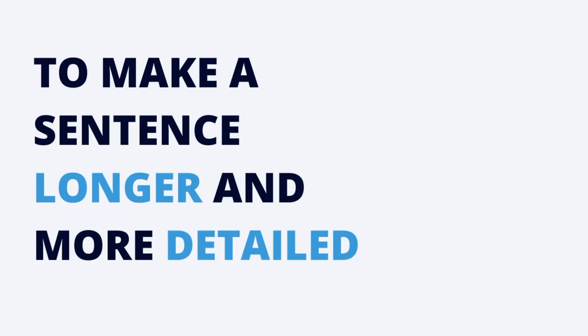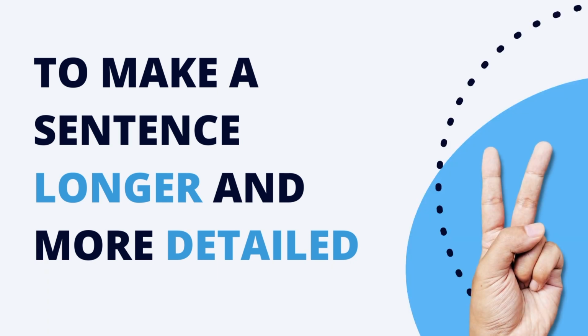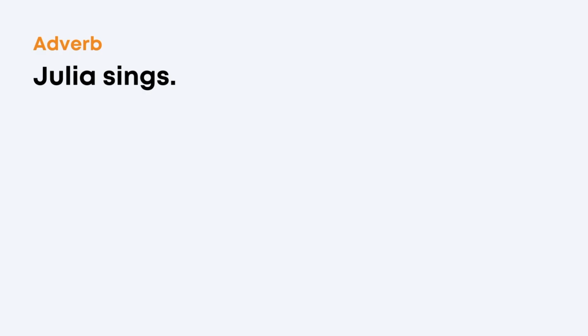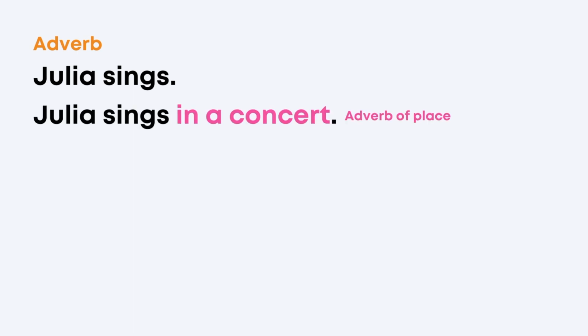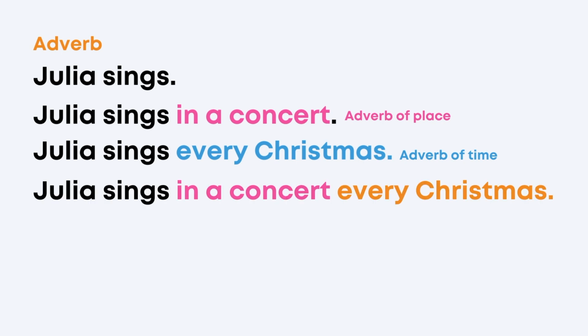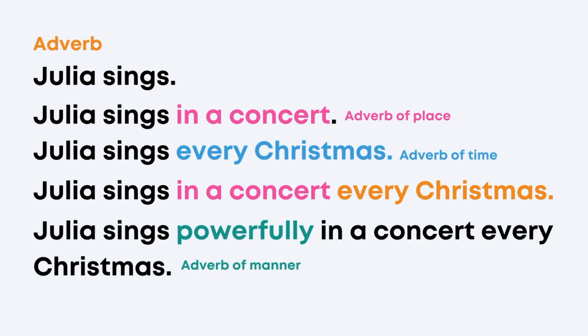To make a sentence longer and more detailed, we can add two things, an adverb or an adjective. To add an adverb, let's use our first sentence. Julia sings. In this sentence, we can add an adverb of place. Julia sings in a concert. Or an adverb of time. Julia sings every Christmas. Or we can add both. Julia sings in a concert every Christmas. We can also add an adverb of manner. Julia sings powerfully in a concert every Christmas.